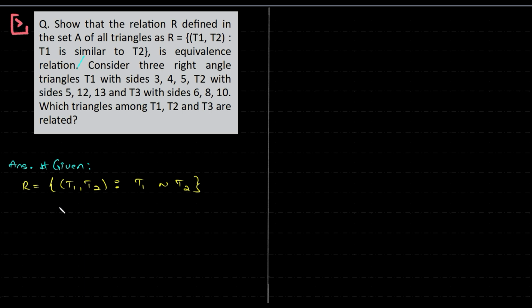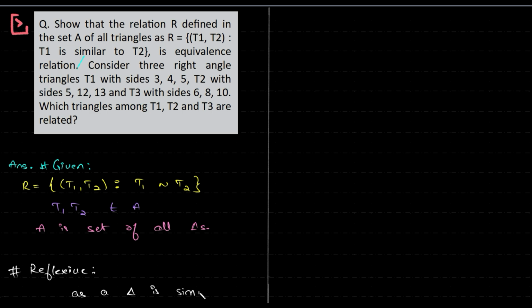And where do T1 and T2 come from? T1, T2 belong to A, and A is the set of all triangles. Quite simple actually. First one is, since they're asking us to show it is an equivalence relation, you don't have to think much. Just write reflexive and tell that a triangle is similar to itself. Actually they're congruent, but all congruent triangles are similar to itself.